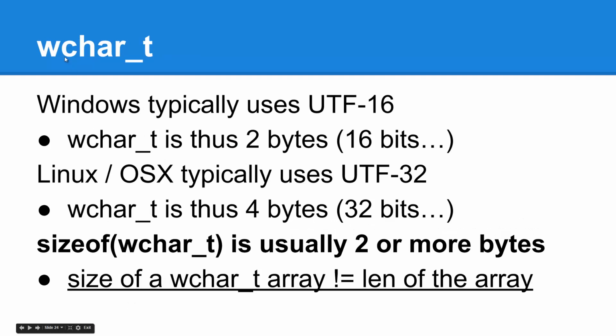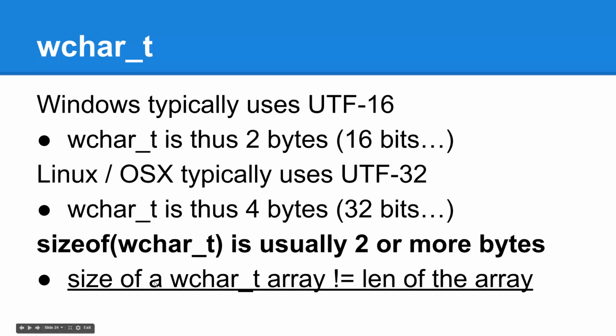So, depending on the platform, a wide character for Windows is going to be 16 bits, and it's going to be UTF-16. But for Linux and OS X platforms, Apple platforms, it's going to be 4 bytes, 32 bits, UTF-32.